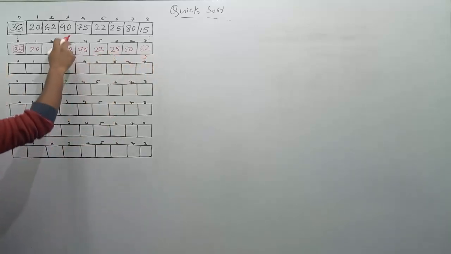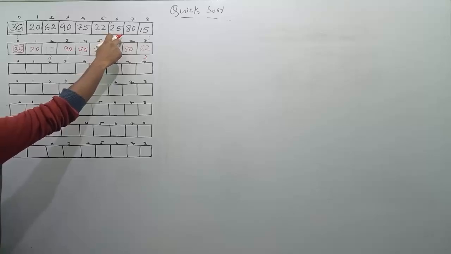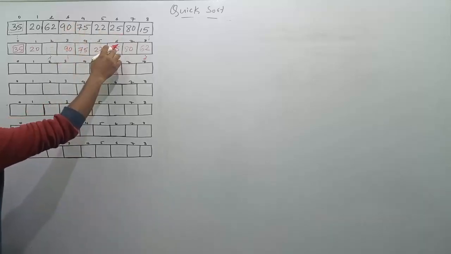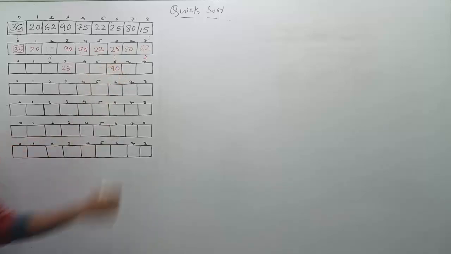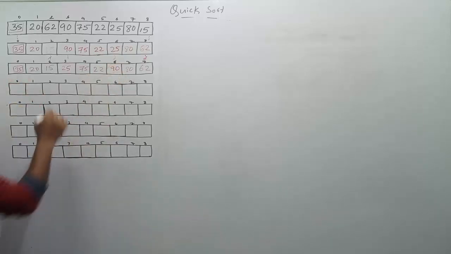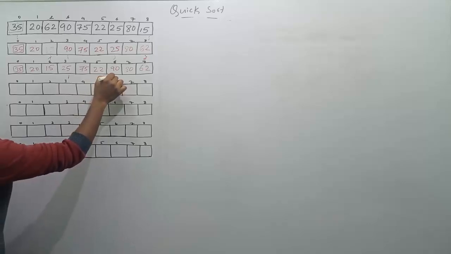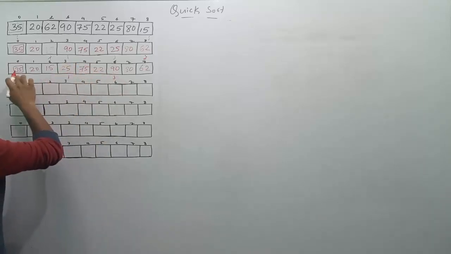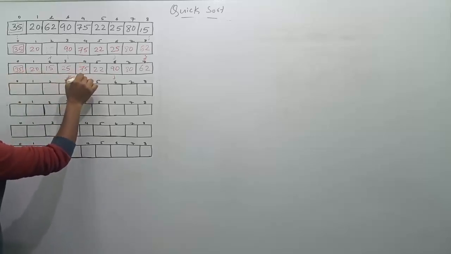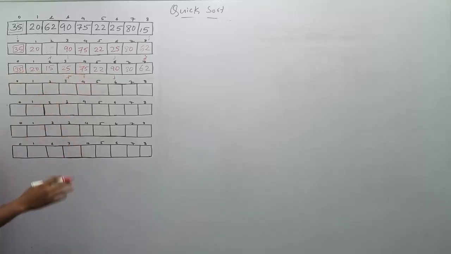Now again you can see 25 is lesser than the pivot. So 25 will come in the place of 90 and 90 will come in the place of 25. This was our i and this was our j. Again we need to check, is there any element on the right side which is greater than pivot? Yes, 75 is there. So 75 is greater, so I will mark that element as i.